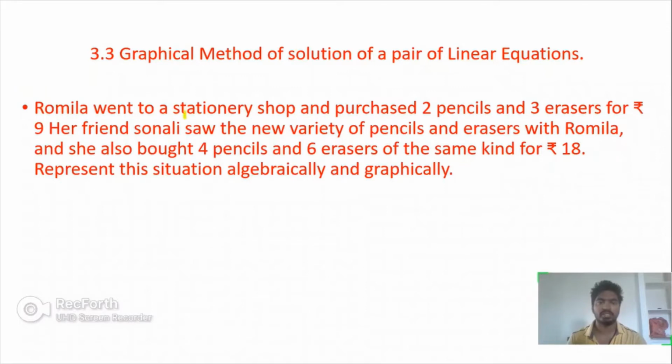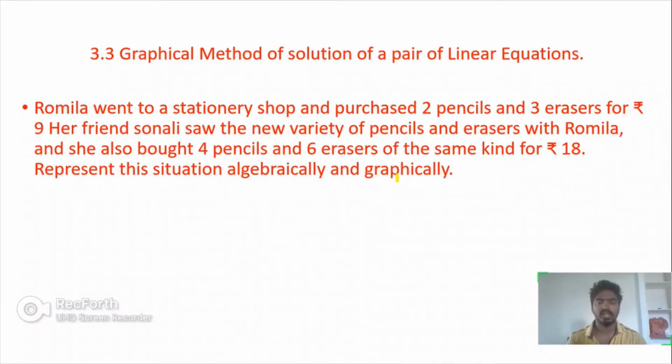Romila went to a stationery shop and purchased 2 pencils and 3 erasers for ₹9. Her friend Sonali saw the new variety of pencils and erasers with Romila, and she also bought 4 pencils and 6 erasers of the same kind for ₹18. So represent the situation algebraically and graphically.